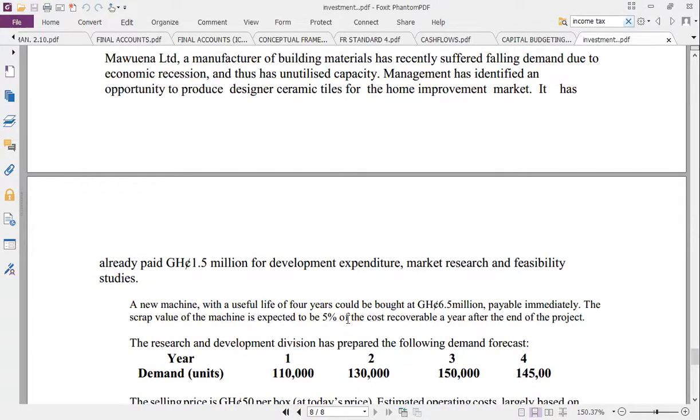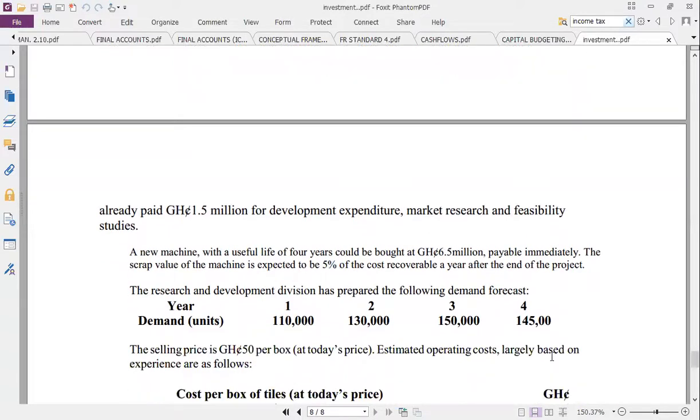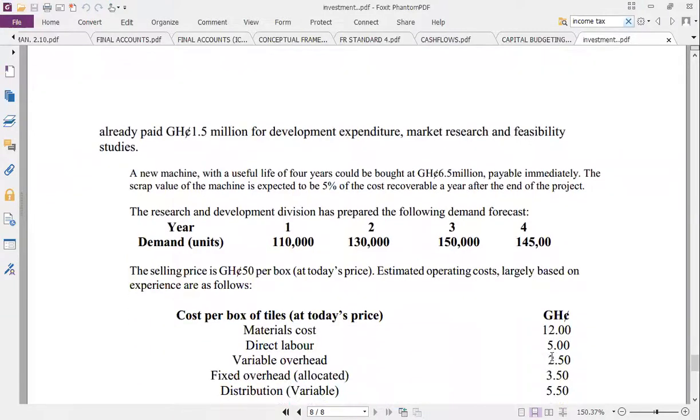So find 5% of the asset value. So 6.5 million, 5% of it is the scrap value. But you're going to include it in year what? Year 5, not year 4. Perfect. Let's continue. The Market Research and Development Division has prepared the following demand forecast. Demand, all of them are there.